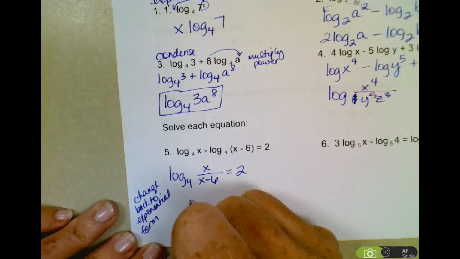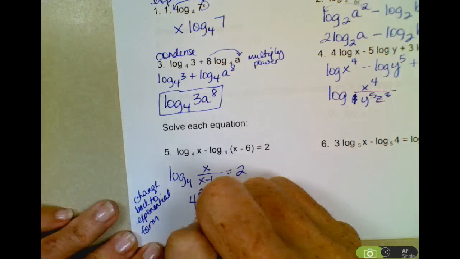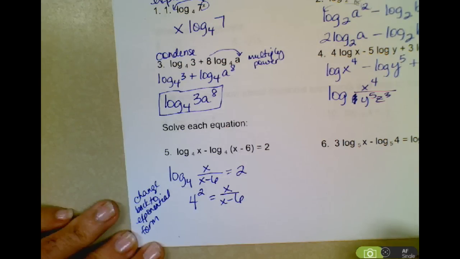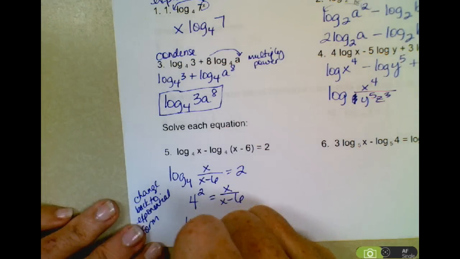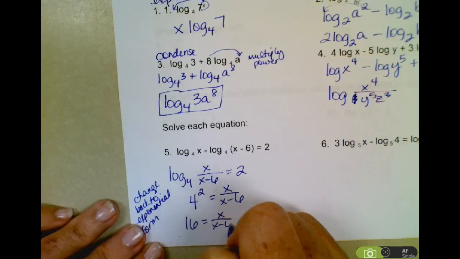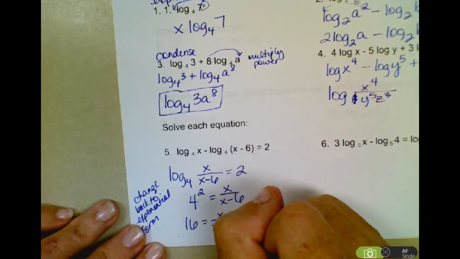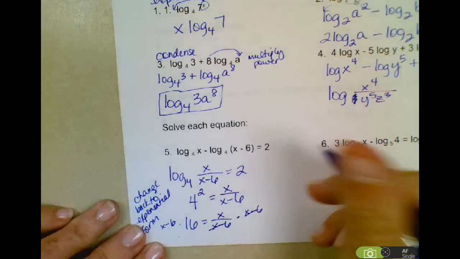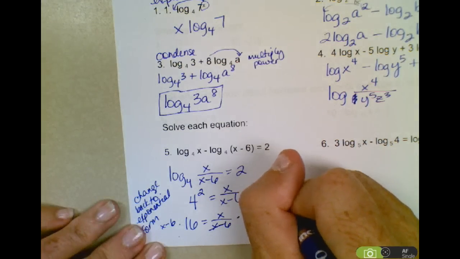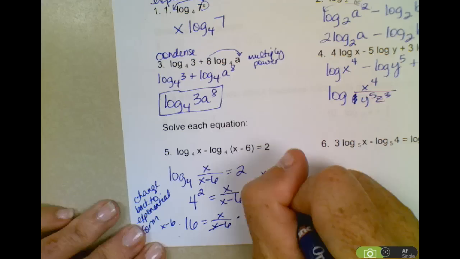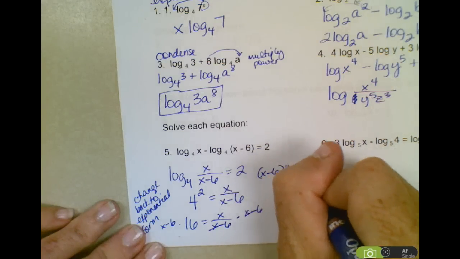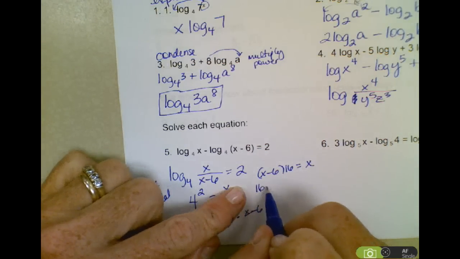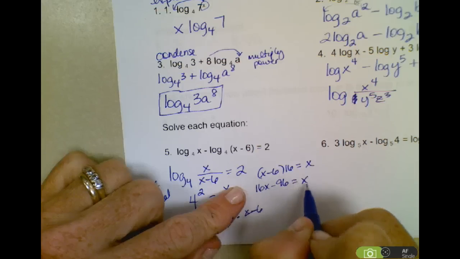So how do we do that? Our base is 4. We're raising it to the 2nd power, and that gives us x over x minus 6. So I have 16 equals x over x minus 6. I'm going to multiply both sides by x minus 6 so I can get rid of that out of my denominator. So I would have x minus 6 times 16 equals x. I need to go ahead and do distributive property, so I would have 16x minus 96 equals x.